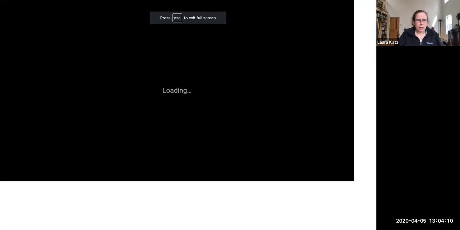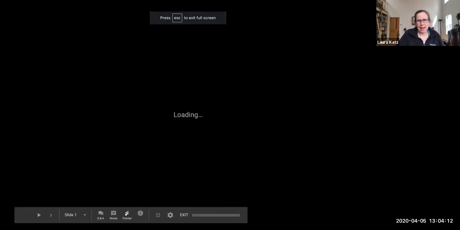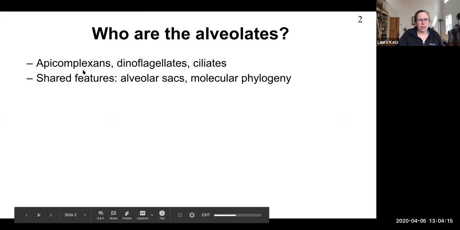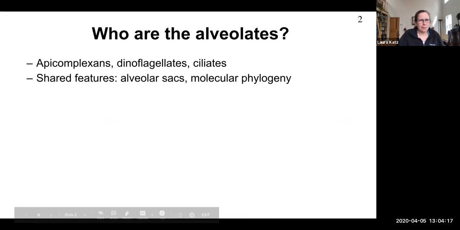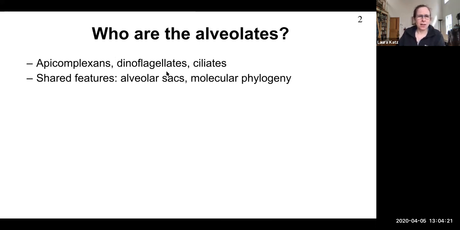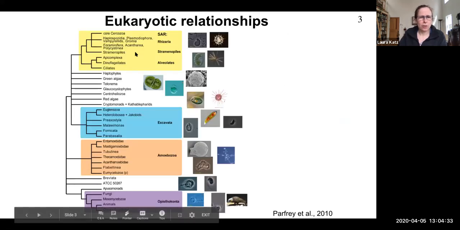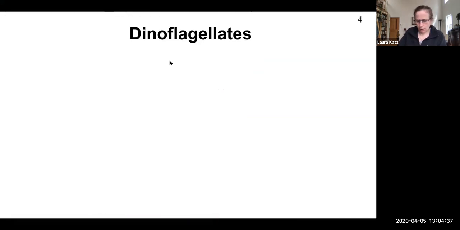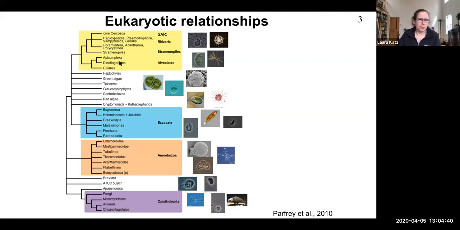Just to remind you that the alveolates are the A in SAR. Within the alveolates are the Apicomplexa, who I'll talk about today, dinoflagellates and ciliates. They do have a synapomorphy, which are the alveolar sacs, but really they first emerged as a group based on molecular phylogeny, and the alveolar sacs were identified second. Here's a tree of all eukaryotes. Here's the group SAR we've been talking about, and alveolates are the A in SAR, with the dinoflagellates and apicomplexans, what I'm focusing on today.